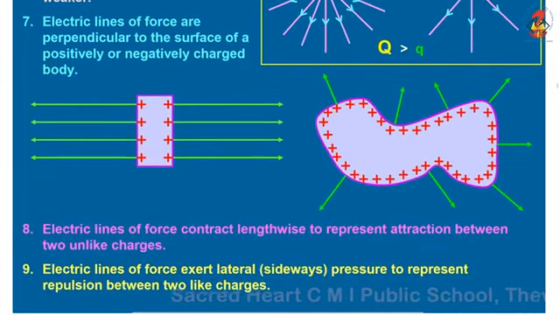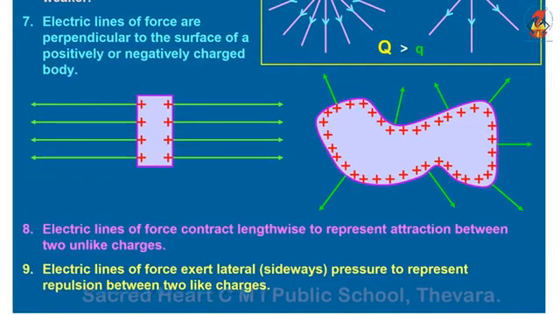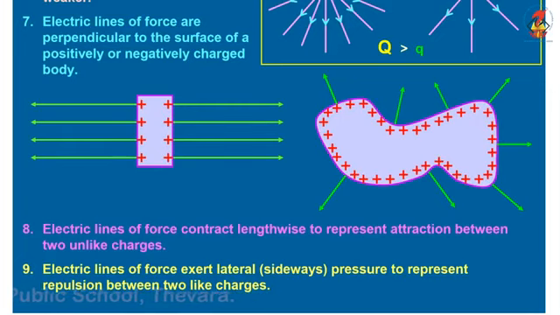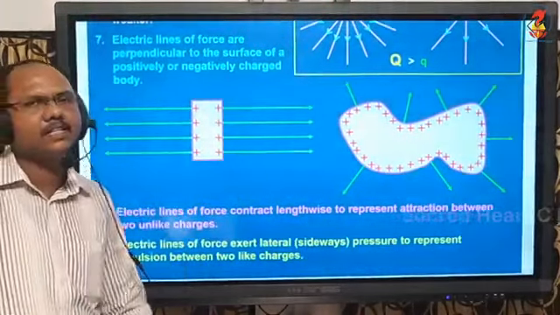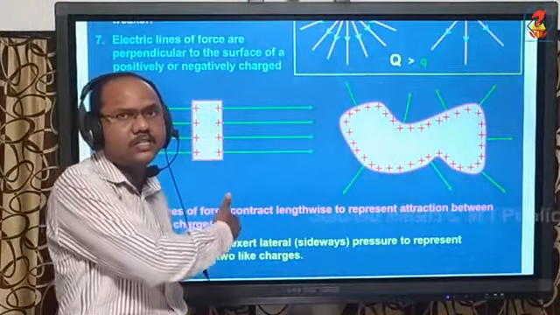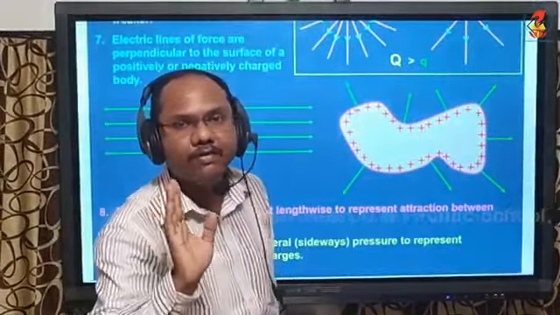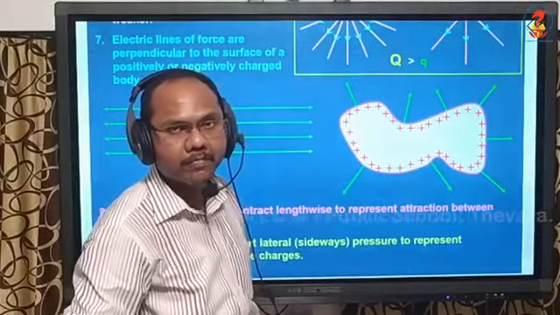Now the seventh point, electric field lines of force are always perpendicular to the surface of a positively or negatively charged body. If I take a conducting body, a conductor, electric field lines are always perpendicular. So that is what you are seeing on the two figures. The first figure is a rectangular shaped body, and the second figure is an irregular shape. So whether it is regularly shaped or irregularly shaped, the electric field lines are always perpendicular.